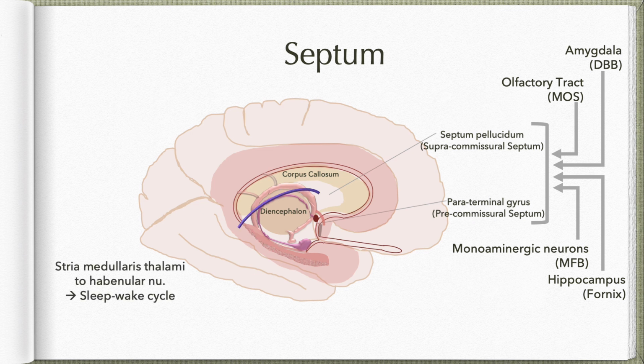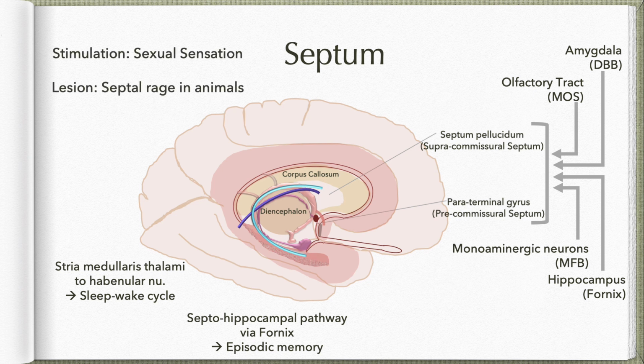There are 2 main outputs. One is the stria medullaris thalami, which sends its information to the habenular nuclei. This pathway is involved in the sleep-wake cycle. The second one is the septo-hippocampal pathway. So these are the fibers starting from the septal nuclei. They will travel within the fornix in the reverse direction to reach the hippocampus, and these fibers are involved in episodic memory.